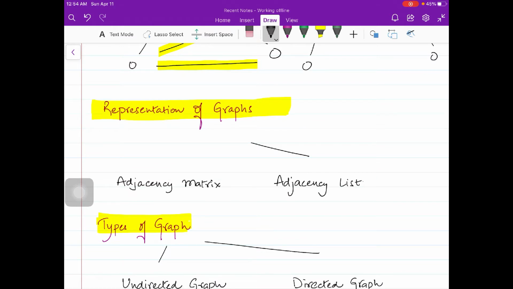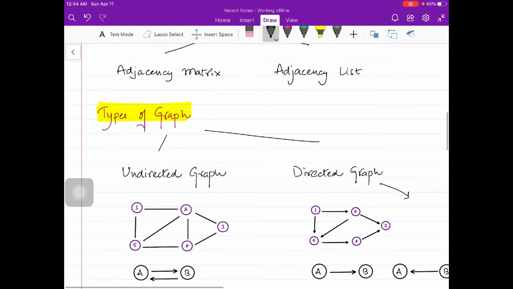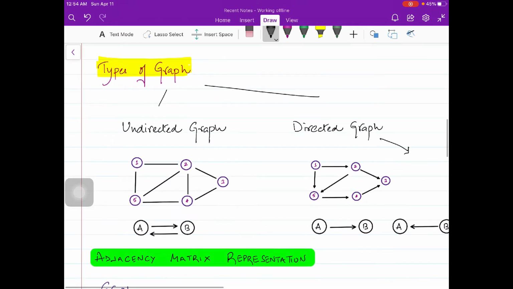Before the representation of graphs, we'll digress a bit into types of graphs. There are multiple ways in which a graph can be classified. One classification is directed graph and undirected graph. As you can see here, this is your undirected graph, and this is your directed graph. So what is the difference? The difference is very simple. In this case the edge between any two nodes is not a directed one, and here it is a directed one. By direction we mean that the edge has a direction.